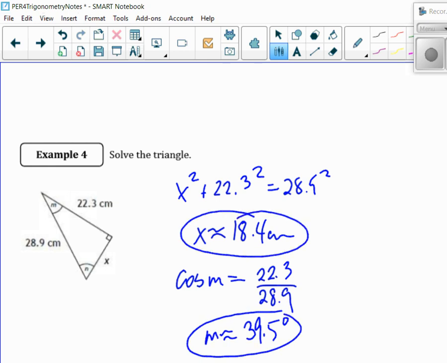I'm going to use now, for n, I'm going to use sine of n is equal to 22.3 divided by 28.9. Yeah, again, I'm trying to get you out of the habit of using rounded answers to find more. So did you get 50.5? Yes? All right.